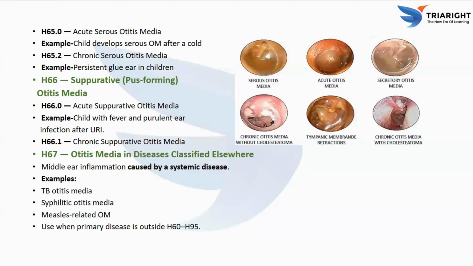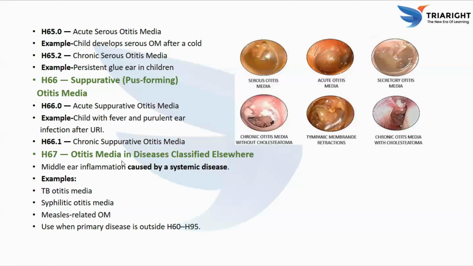So images related to this suppurative otitis media are acute otitis media, which is a red bulging tympanic membrane shown in this picture, and chronic otitis media without cholesteatoma, which is an ongoing discharge, thickened TM, and TM retraction, which is inward pulling of the tympanic membrane, and the last one is chronic otitis media with cholesteatoma. This is a skin debris mass in the middle ear. So this is about the suppurative and non-suppurative otitis media.